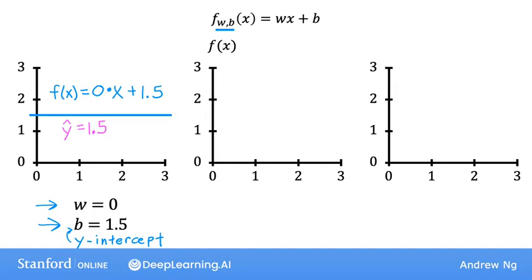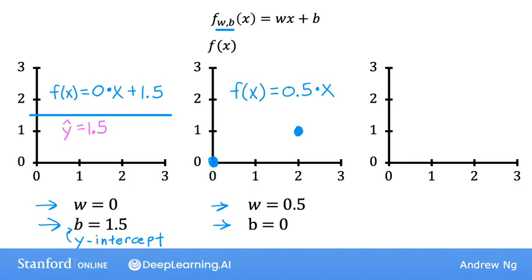As a second example, if w is 0.5 and b is equal to 0, then f of x is 0.5 times x. When x is 0, the prediction is also 0. And when x is 2, then the prediction is 0.5 times 2, which is 1. So you get a line that looks like this. And notice that the slope is 0.5 divided by 1. So the value of w gives you the slope of the line, which is 0.5.